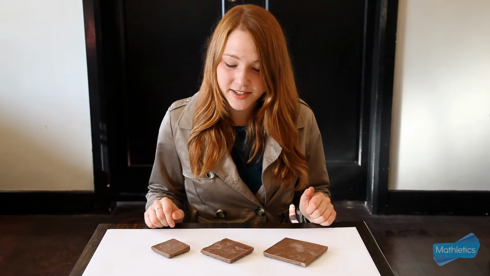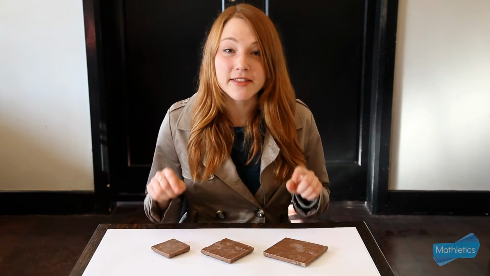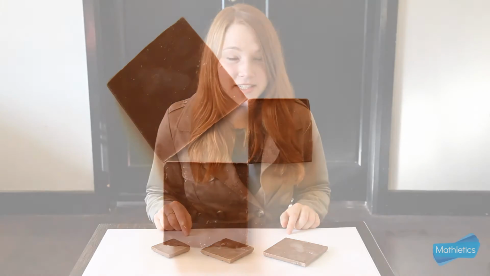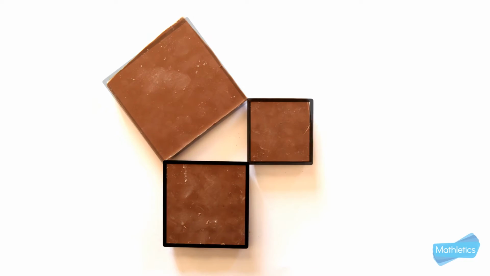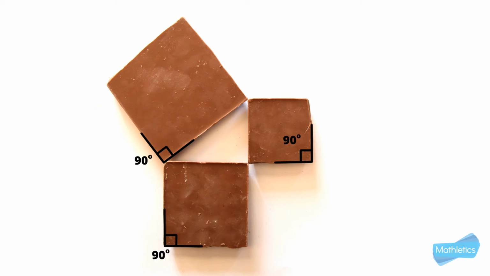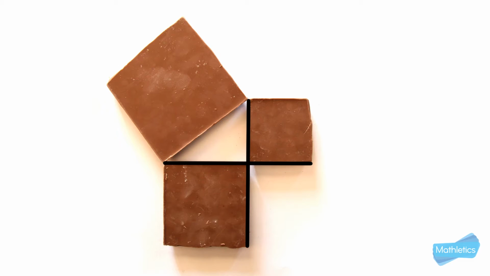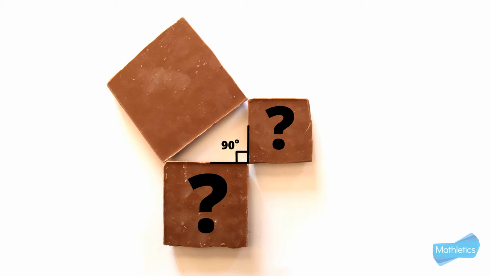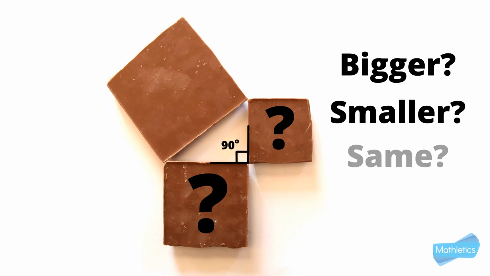Before we make this decision, let's see what we can find out about these particular blocks of chocolate. Each of these blocks is a square, so the sides have the same length and the angles are all right angles. And these lines here are straight and perpendicular, so this angle must be 90 degrees. That means the space in between the blocks is a right angle triangle. Does this help us find out whether the area of the 2 smaller blocks is bigger, smaller, or the same size as the largest block?